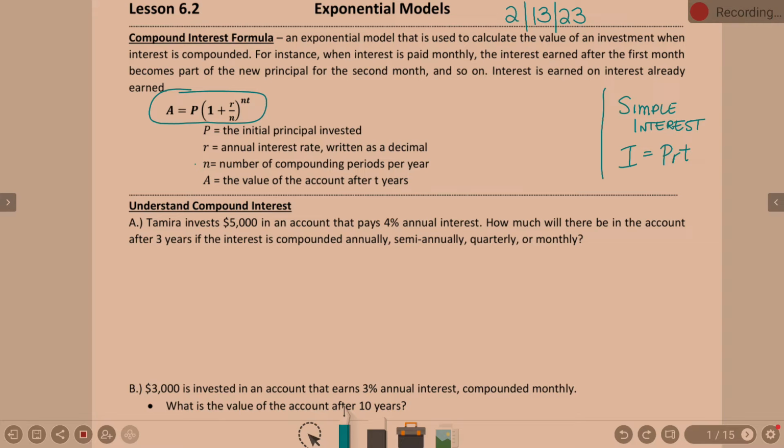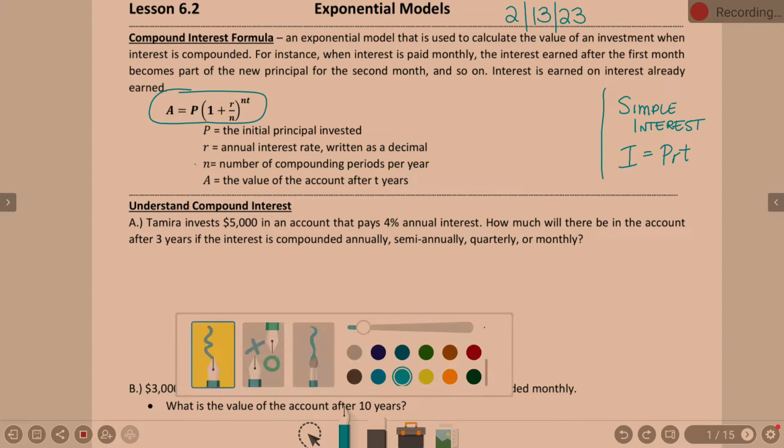Tamara invests $5,000 in an account that pays 4% annual interest. How much money will there be in the account after 3 years if the interest is compounded annually, semi-annually, quarterly, or monthly? Okay, so let's go through and identify some information. Tamara invests $5,000 in an account. What is that $5,000? That is your principal amount of money, so your P.